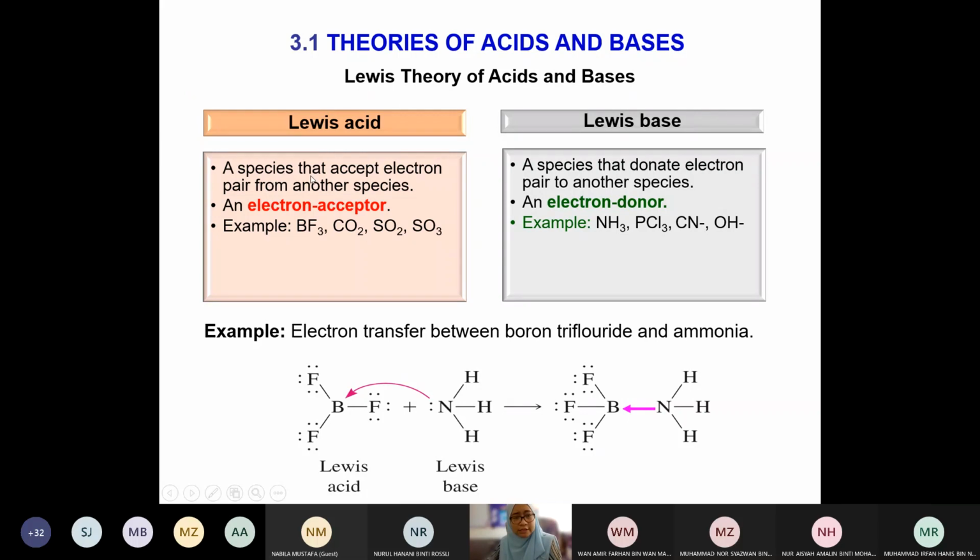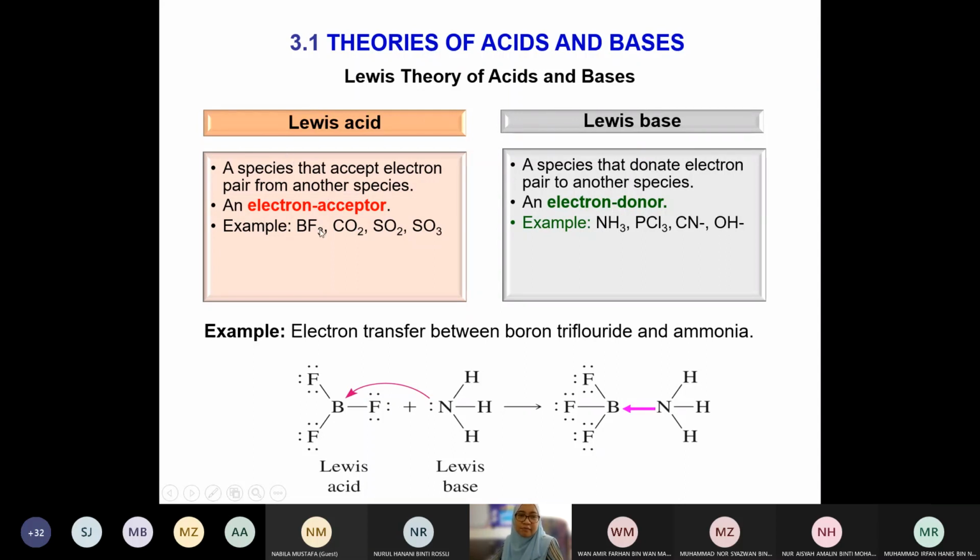But based on Lewis, an acid is a species that accepts electrons. The opposite of Bronsted just now. For Bronsted acid, they donate protons. They give protons. But as a Lewis acid, it accepts electrons. Yes, the Bronsted acid just now was rich in protons but poor in electrons. So that's why a Lewis acid will accept the electron pair from another species. So a Lewis acid is an electron acceptor. If it is a base, it is a donor. Electron donor. It means it is rich in electrons. A Lewis base is rich in electrons.